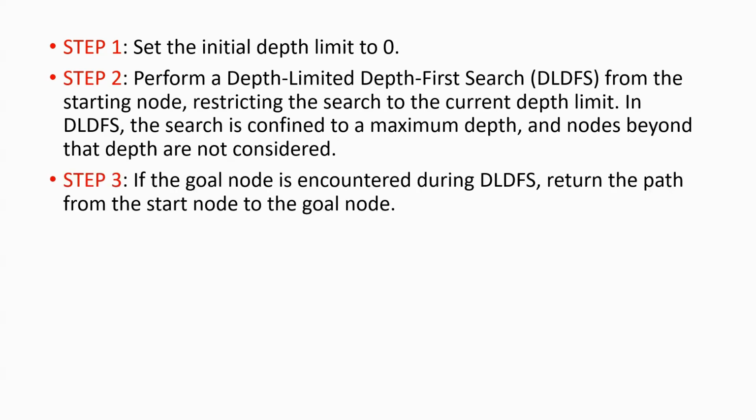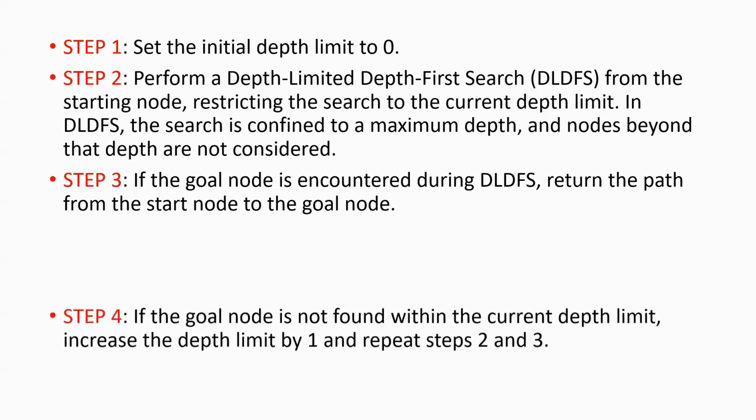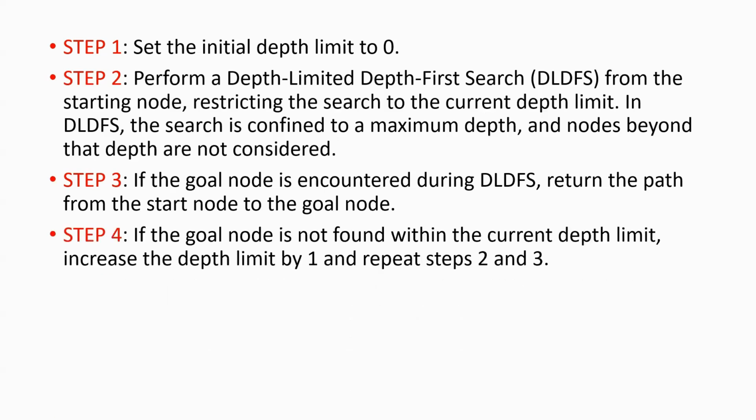Step 3. If the goal node is encountered during the DLDFS, return the path from the starting node to the goal node. Like, check for the goal node. During the DLDFS, if the goal node is found at any point within the current depth limit, the algorithm immediately returns the path from the start node to the goal node. This means the solution has been found. Step 4, if the goal node is not found within the current depth limit, increase the depth limit by 1 and repeat steps 2 and 3.